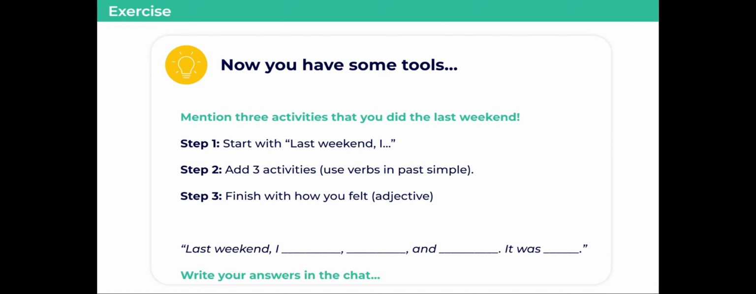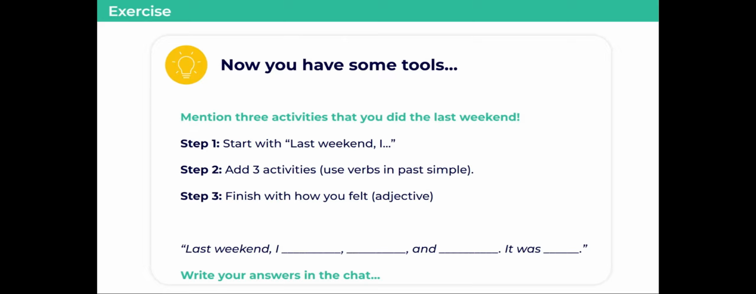So now you have some tools. Okay, we've created some examples. Those 4 tips, if you want them. Mention 3 activities that you did last weekend. Okay, so step 1, start with last weekend I. Step 2, add 3 activities. Use verbs in the past simple. And step 3, finish with how you felt.